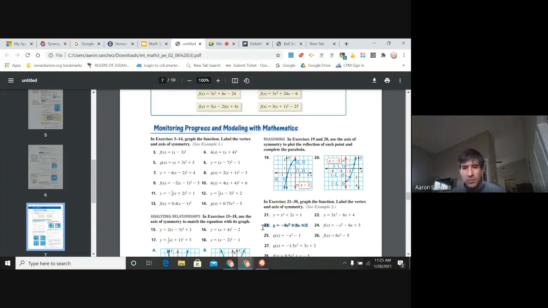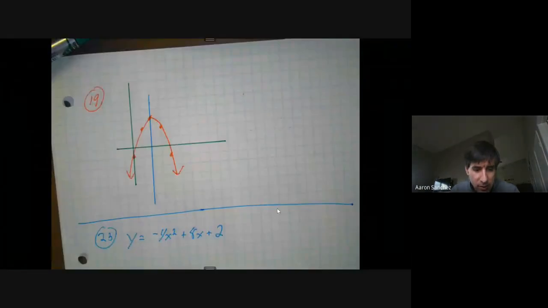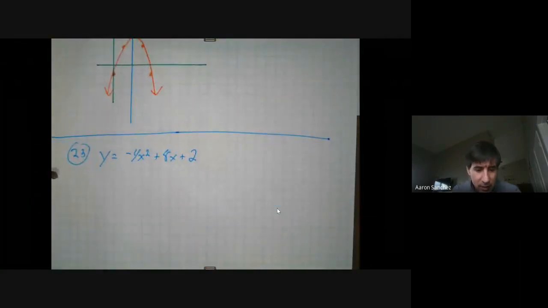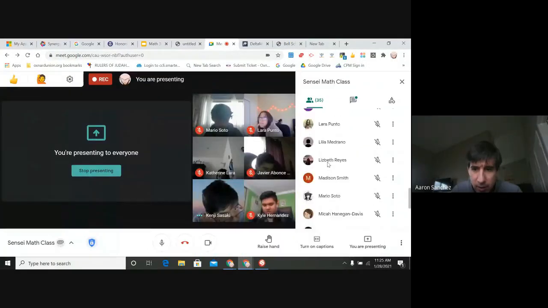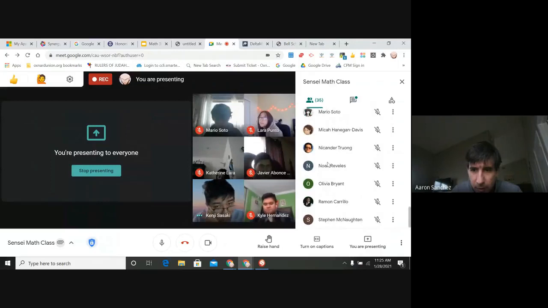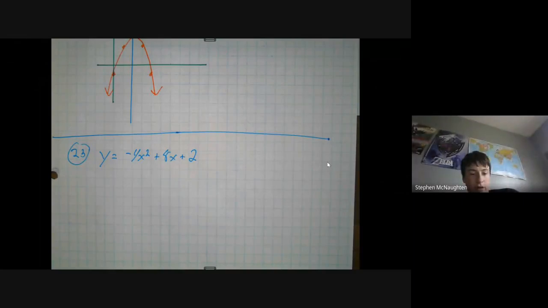Okay, what form is this in? Y equals negative 4x squared plus 8x plus 2, we have to graph that. What form is that in? Steven, what form is that? Is that standard? I don't know. Yeah, it's standard.